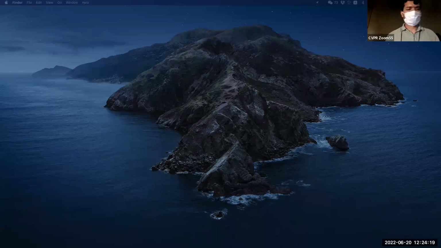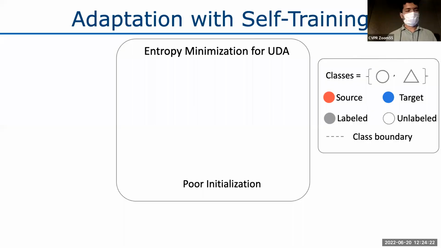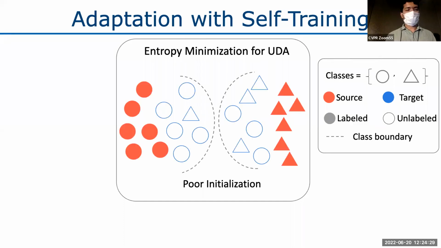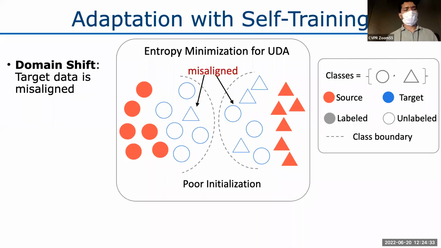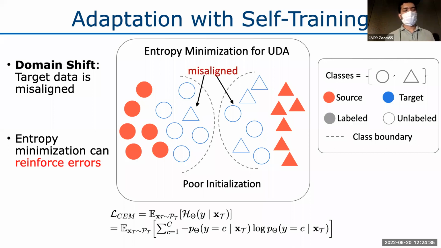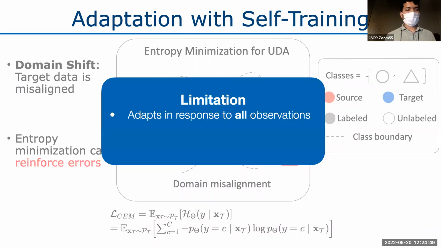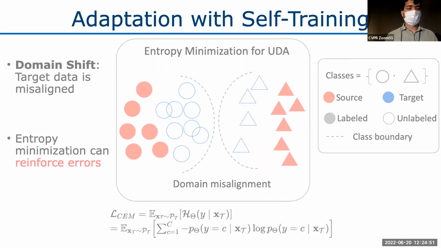So as I was saying, the boundaries are shown in gray, and some instances, like this triangle on the left and the circle on the right, are actually misaligned. If you try self-training here and perform entropy minimization, you're going to increase the model's confidence in its own predictions, even if they are incorrect, and push them away from the decision boundary, effectively reinforcing model errors and leading to this kind of domain misalignment.